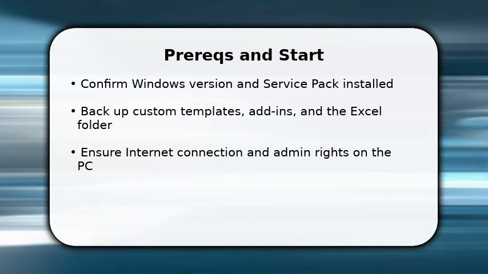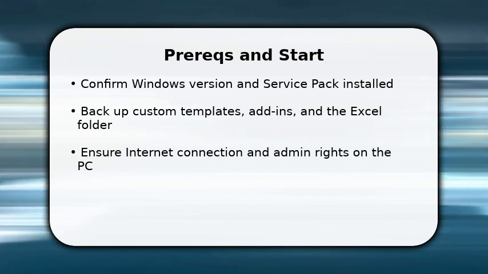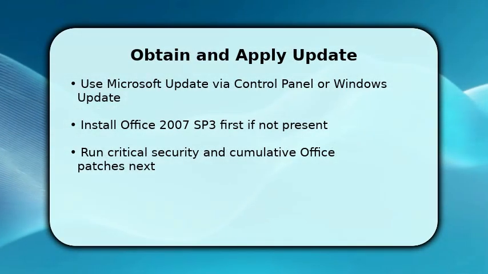Then open Control Panel and check Installed Updates briefly to see prior Office patches. Make sure to close all Office apps before continuing, because the update process requires exclusive access to program files for a clean install. Next, obtain the update path.